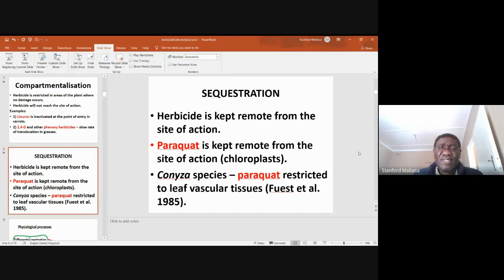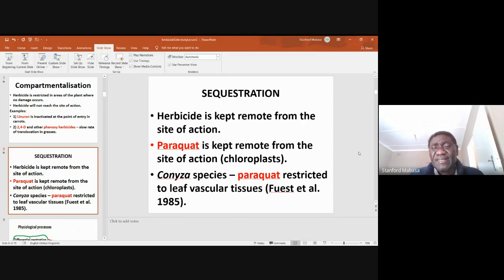We also have what is known as sequestration. Sometimes you can't separate sequestration and compartmentalization. They all point to herbicide restriction within the plant. So in sequestration, the herbicide is kept remote from the site of action. For example, paraquat is kept remote from the site of action. It cannot reach the chloroplast, which is the site of action.